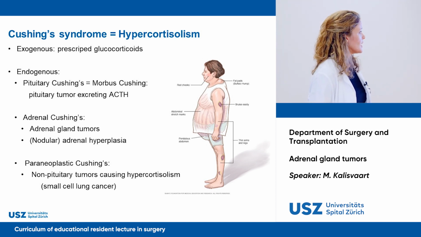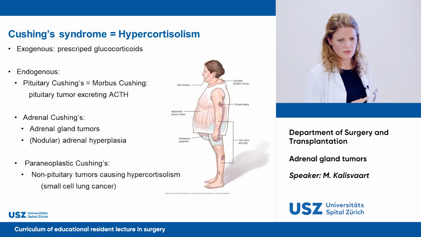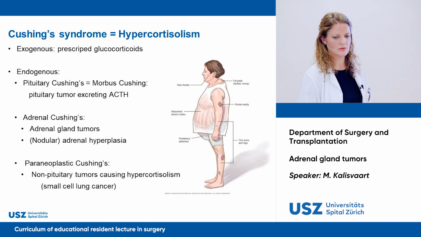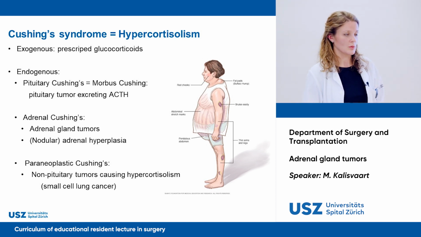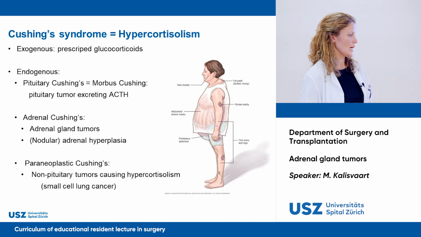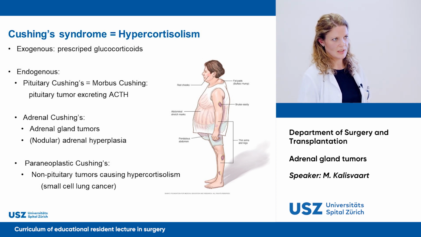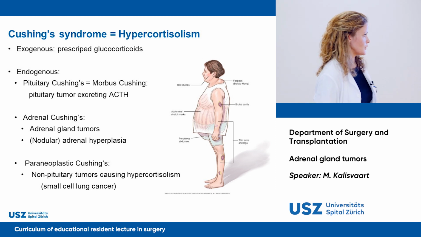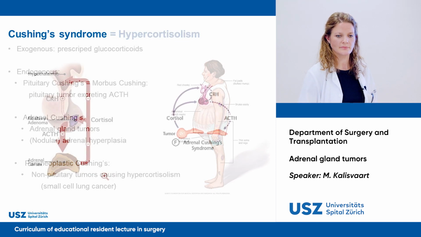Then the adrenal Cushing, which we'll discuss here further, is the adrenal gland tumors, which are most of the time adenomas, but can also be a hyperplasia or a malignant tumor. And then the last one, which is a more rare group, is the paraneoplastic Cushing's. That's a non-pituitary tumor causing hypercortisolism due to the release of ACTH. Most of the time this will be a lung tumor, a small cell lung cancer.